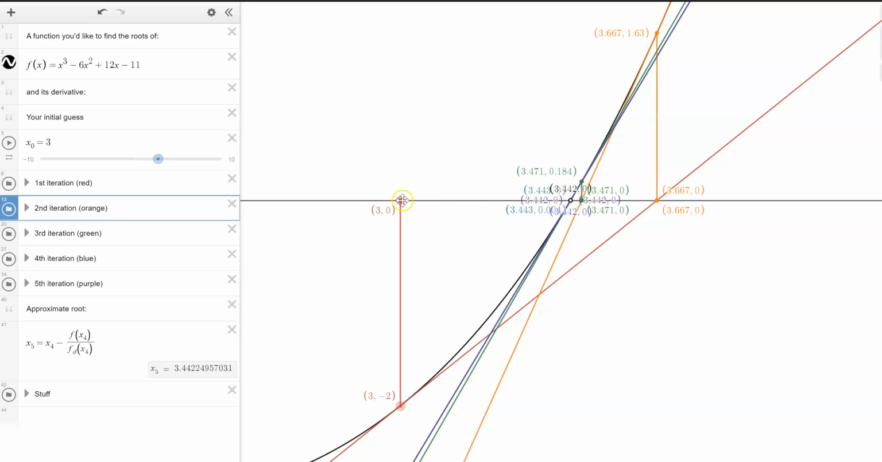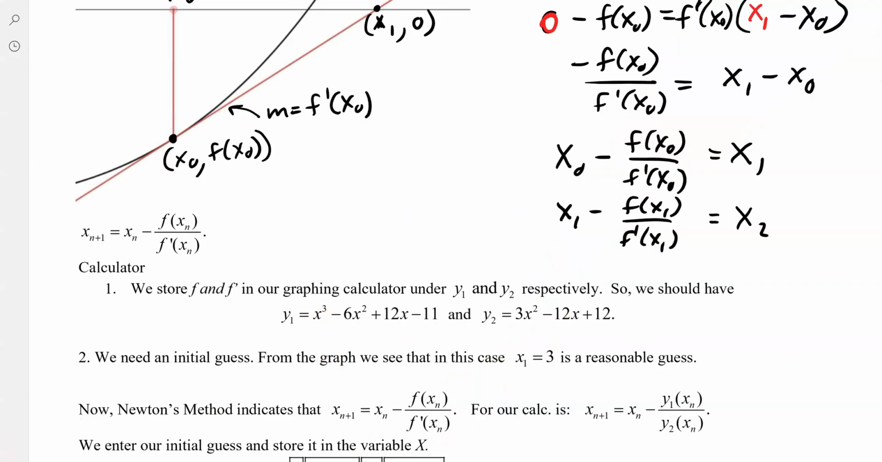So it's going to keep going. What we're using is that point and the slope to get that point, and then that point and its slope to get that point, and then that point and its slope to get that point, and so on. So we're going to plug y1 and y2 into our calculators.